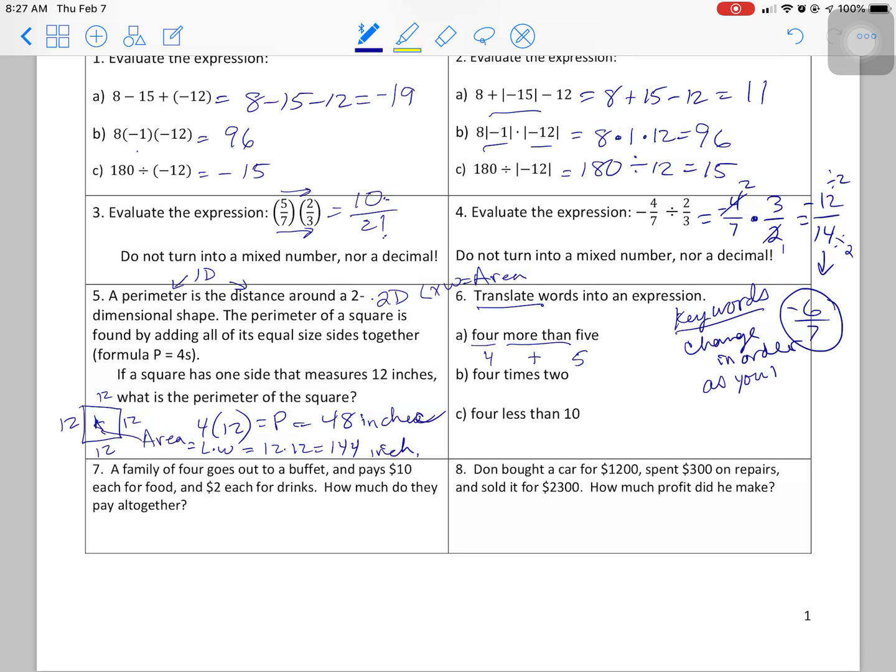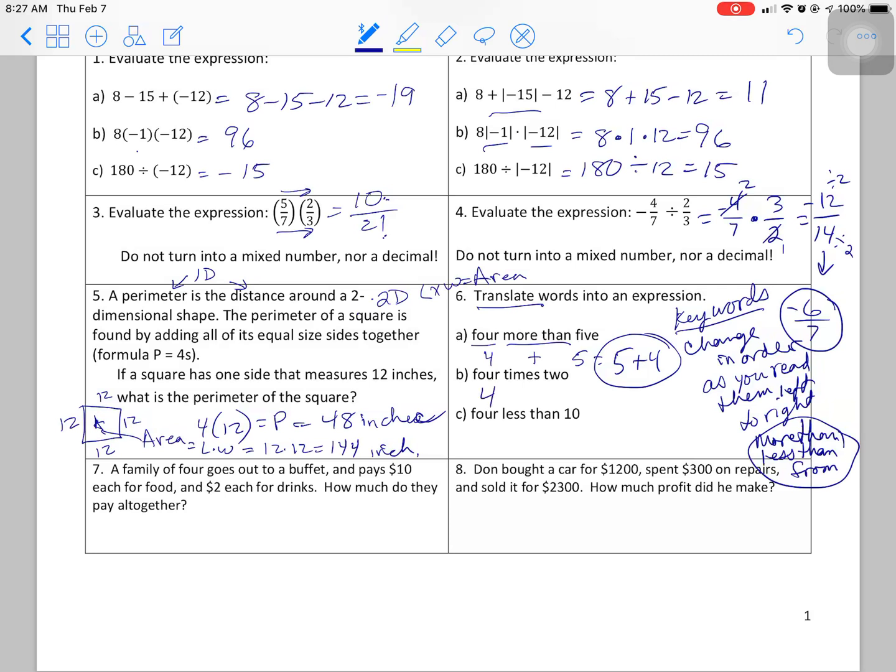As you read them left to right. So that means, what are the keywords? The keywords are more than, less than, and from. So, in other words, those are more than. Technically, when this gets more complicated with more things going on, 4 more than 5 means 5 plus 4, technically. Okay?